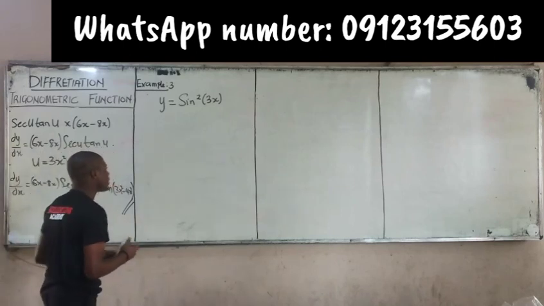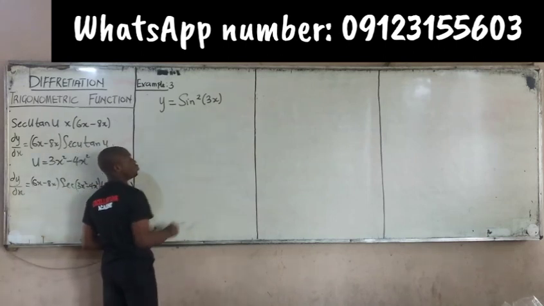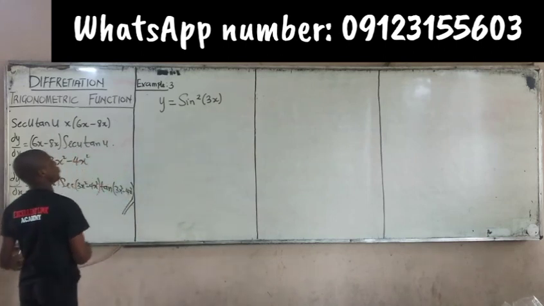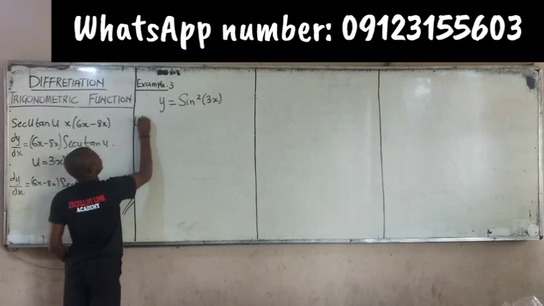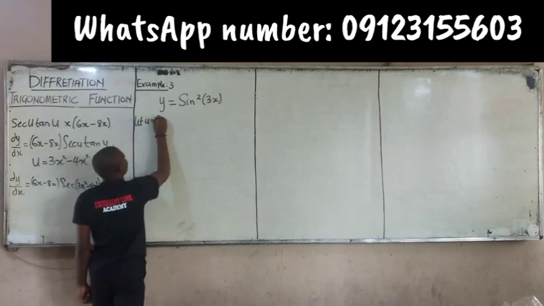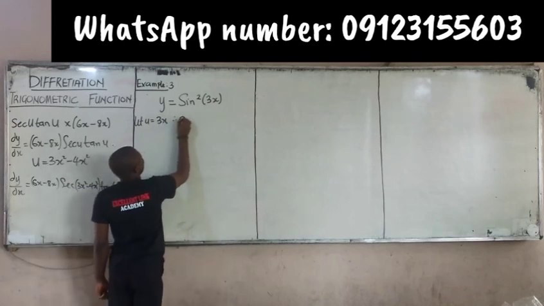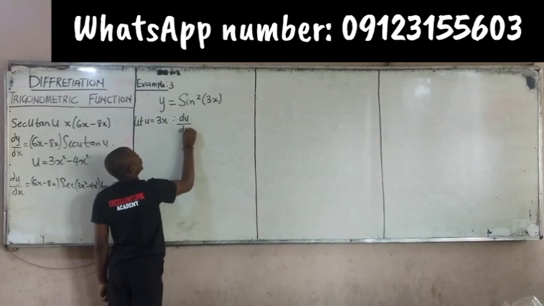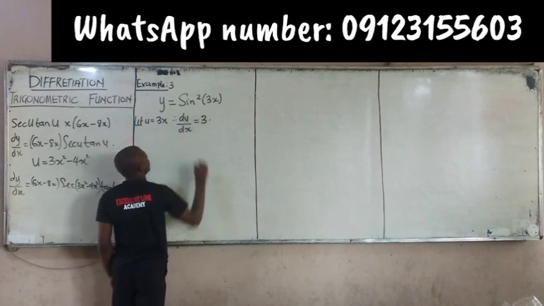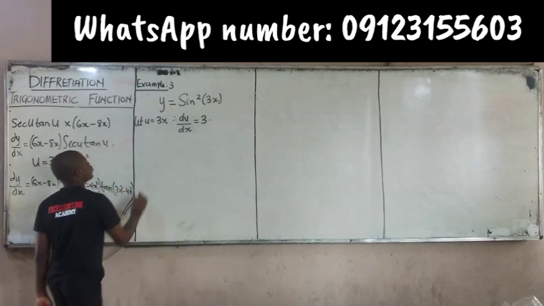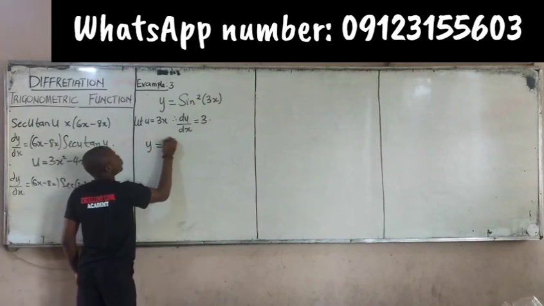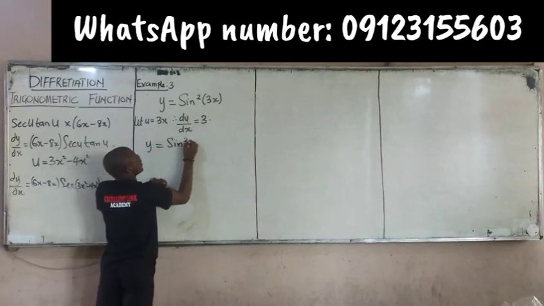The first task is to let u be everything in the brackets, as we did initially in our previous examples. So let u be equal to 3x. Differentiating u with respect to x, du/dx is equal to 3. Next, I have that y is equal to sine squared u.